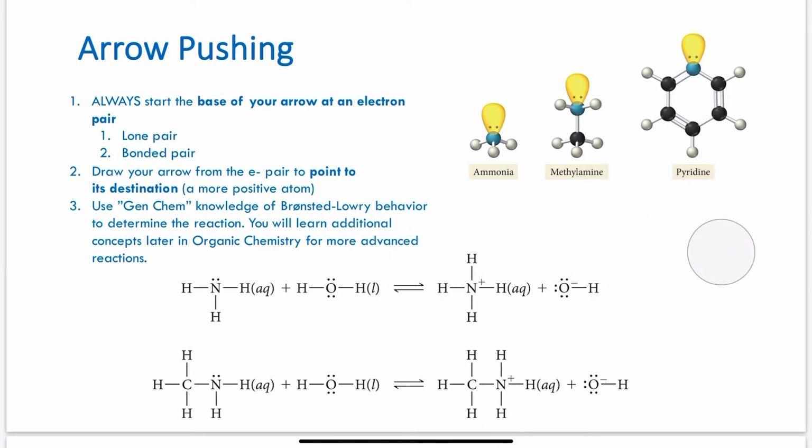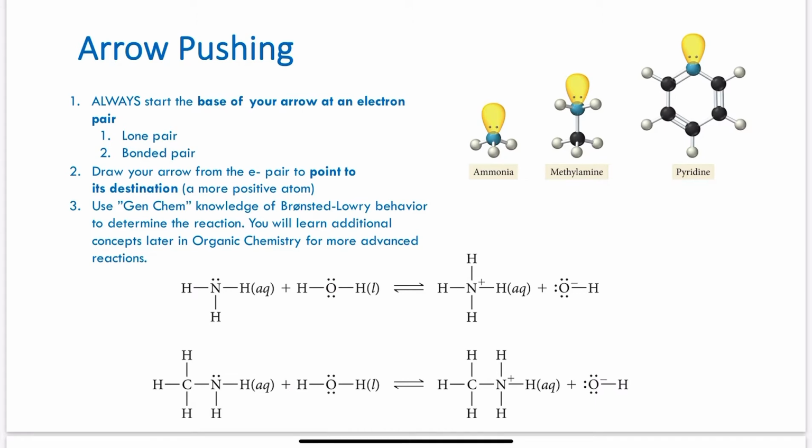So for arrow pushing, what do we do? Well, first, here are the general rules you're going to follow. Always start the base of your arrow at an electron pair. Remember, an electron pair can be a lone pair or a bonded pair. So again, what do I mean by that? This is a lone pair. This is a bonded pair. It can start at your lone pair or your bonded pair. Draw your arrow from the electron pair to point towards its destination, which will be a more positive atom. Use your Gen Chem knowledge of Bronsted-Lowry behavior to determine the reaction. You will learn more concepts in organic chemistry for more advanced reactions. But we need you to get comfortable with this first.